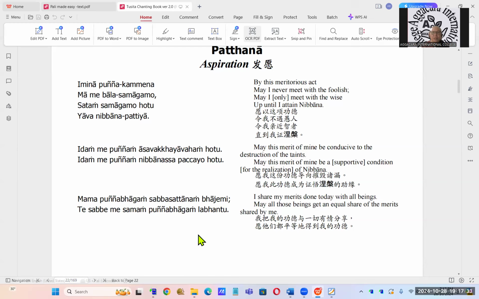By this meritorious act, may I never meet with the foolish, may I only meet with the wise, up until I attain Nibbana. May these merits of mine be conducive to the destruction of the taints. May this merit of mine be a supportive condition for the realization of Nibbana. I share my merits done today with all beings. May all those beings get an equal share of the merit shared by me.